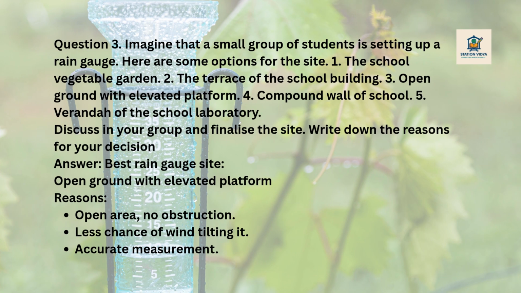Question 3. Imagine that a small group of students is setting up a rain gauge. Here are some options for the site. 1. The school vegetable garden. 2. The terrace of the school building. 3. Open ground with elevated platform. 4. Compound wall of school. 5. Veranda of the school laboratory. Discuss in your group and finalize the site. Write down the reasons for your decision.